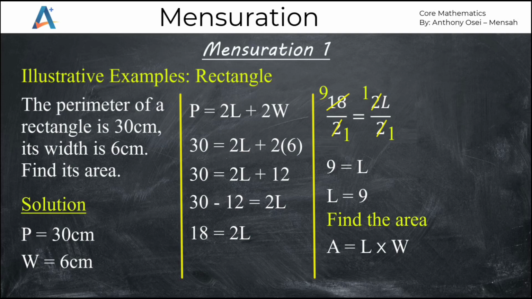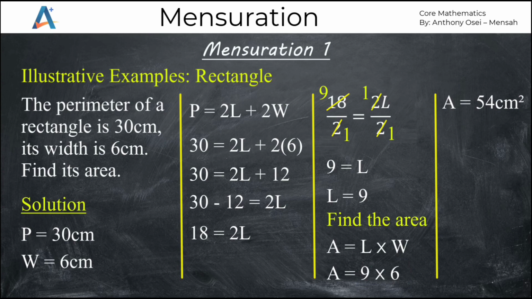So area will be equal to length, which is 9, times the width, which is given as 6. The width was 6. So 9 multiplying 6 should give us 54. So area will be equal to 54 centimeters squared. Therefore, the area of the rectangle is 54 centimeters squared.